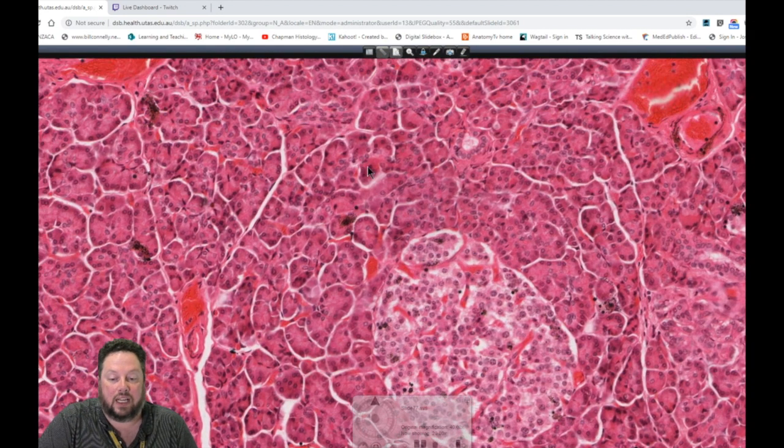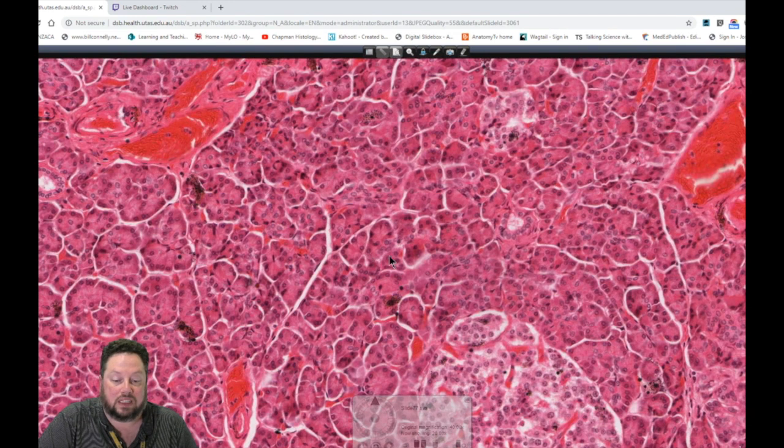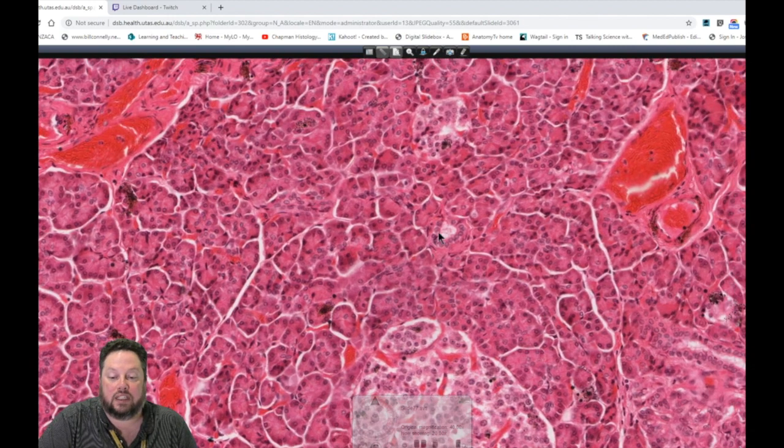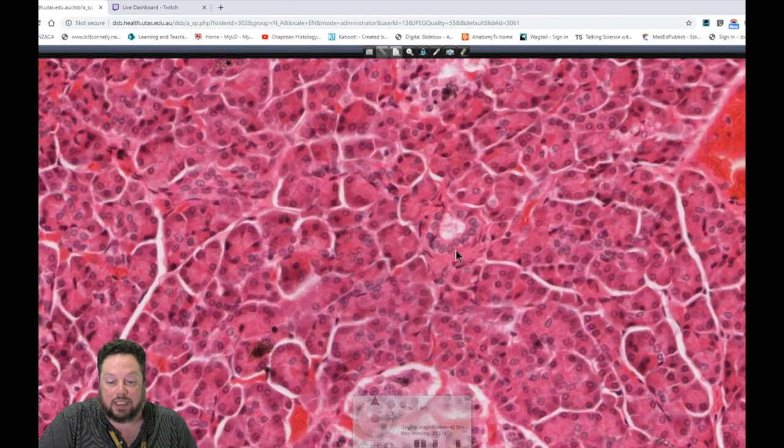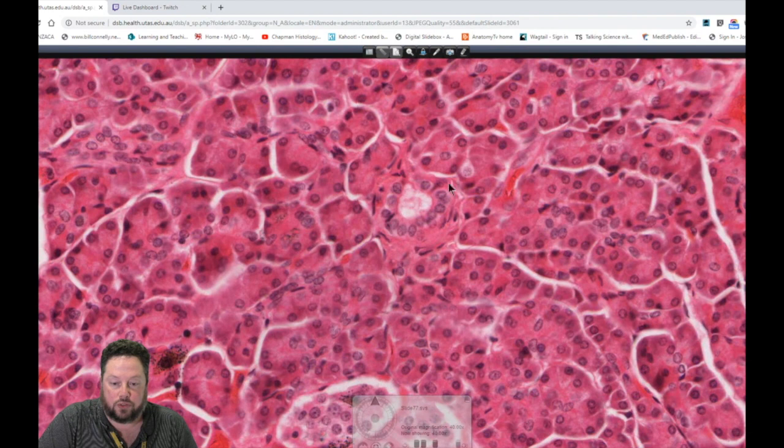The other part of the gland, of course, is the exocrine portion of the gland. And so it's predominantly made up of these acini structures, these acinar structures, secretory cells arranged into a circular arrangement, and they secrete into ducts. And here's an example of a duct here. That's sort of lucky. They're quite difficult to see in comparison to the salivary glands.